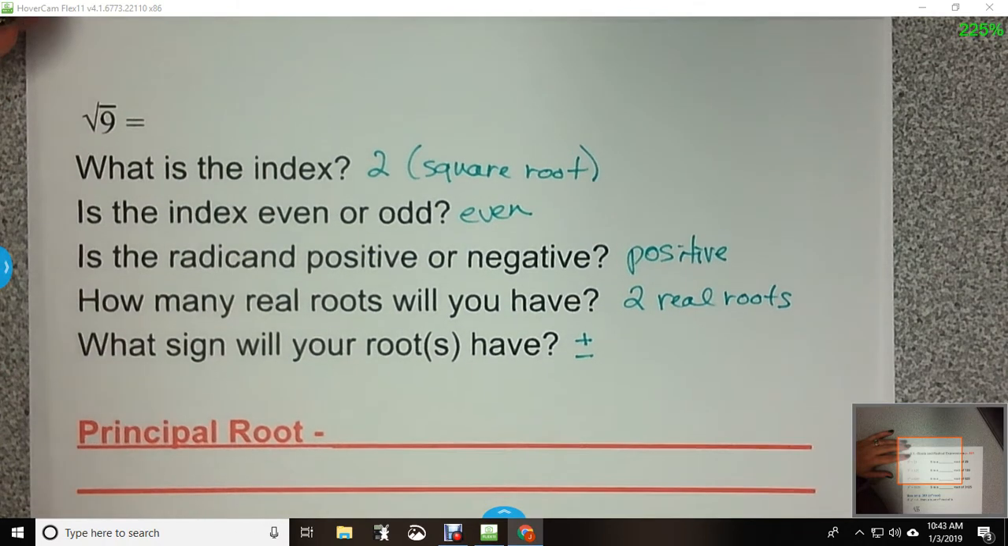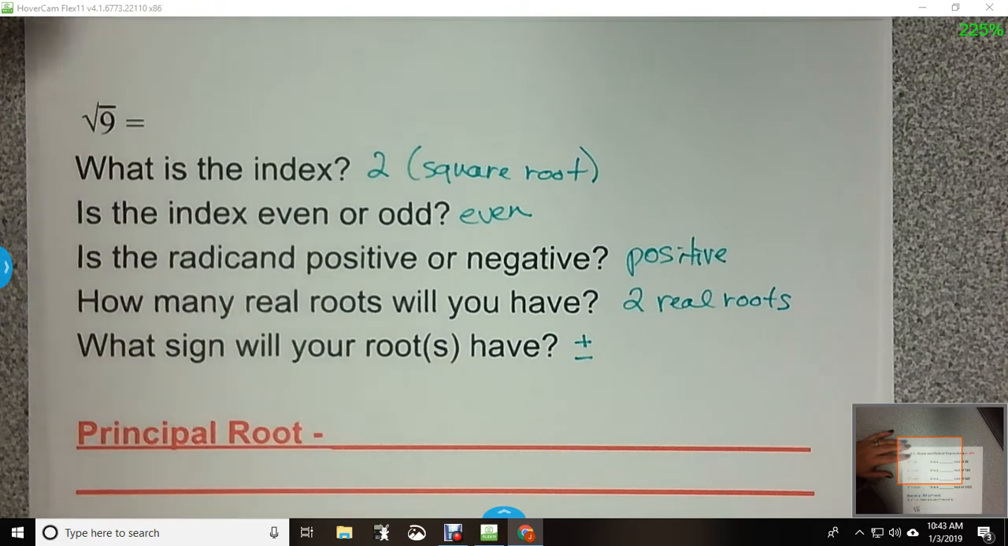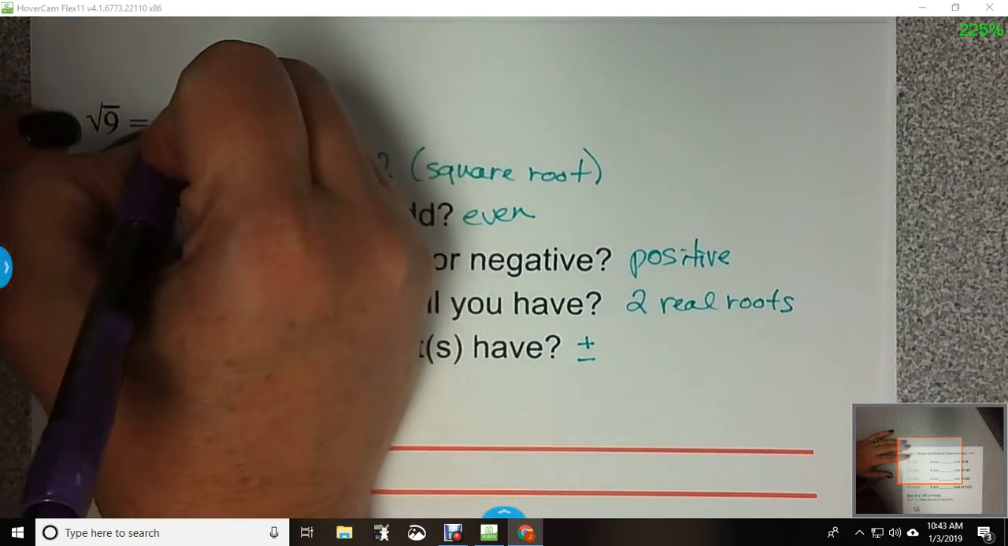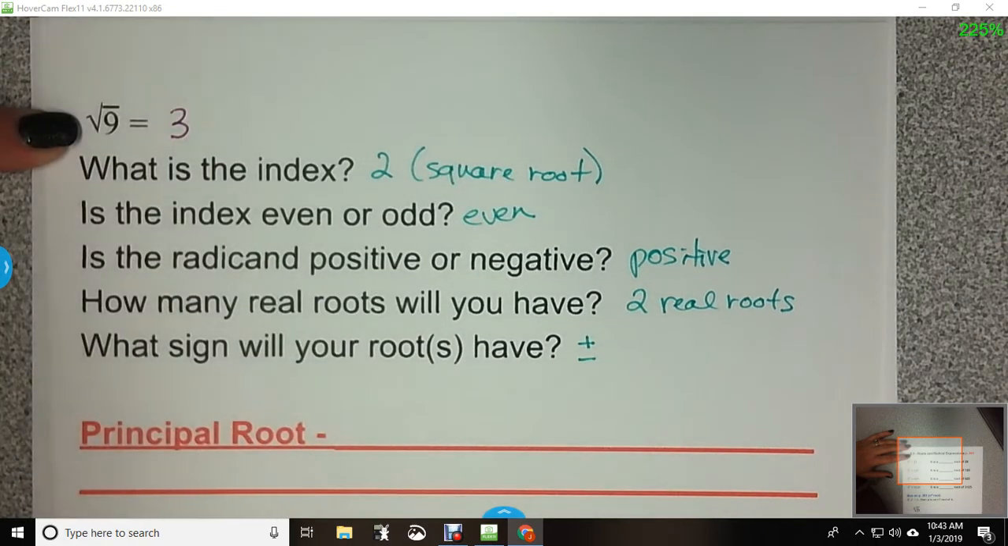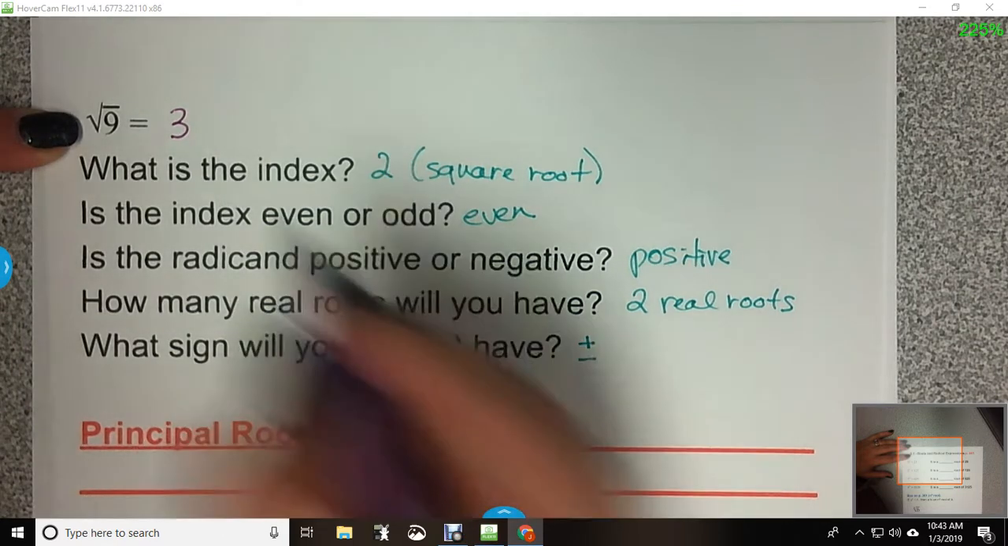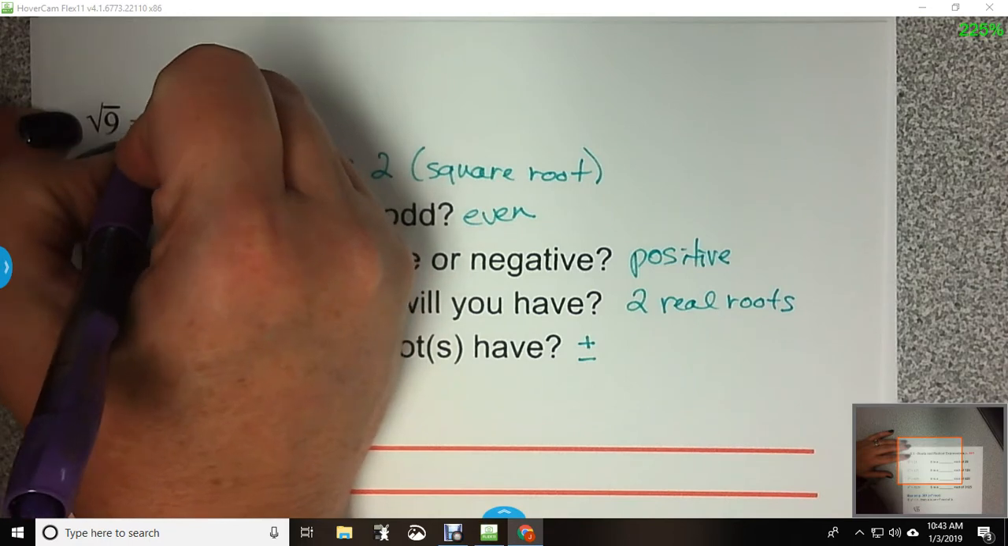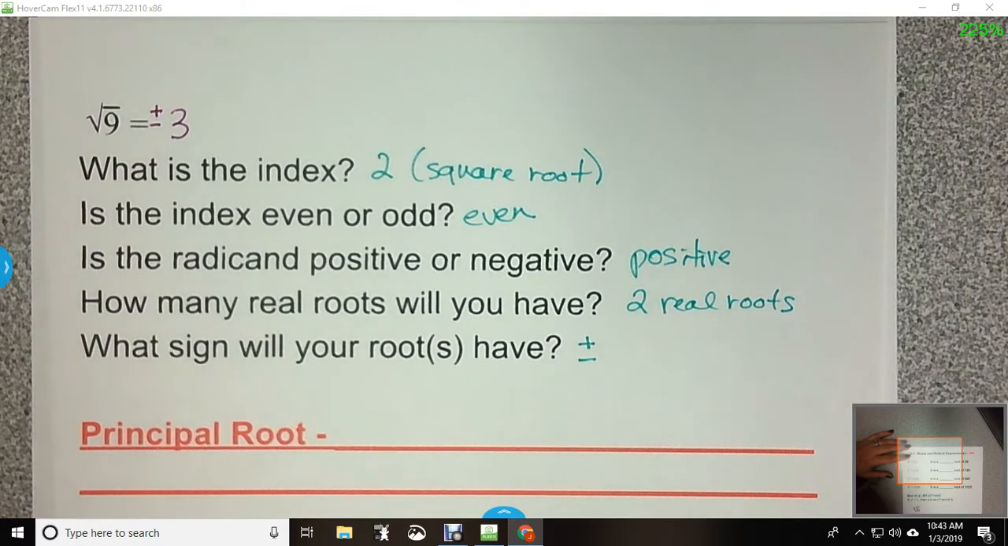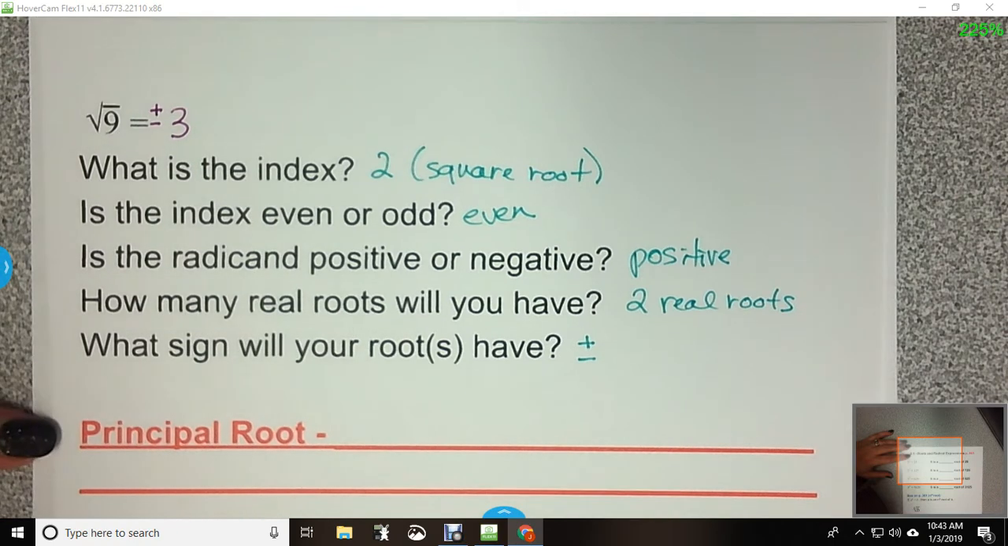So now, we know that the square root of 9 is 3. If you type it in on your calculator, that's what it gives you. But now, we are supposed to have 2 real roots, plus or minus. So technically, the square root of 9 is positive 3 and negative 3. So why does your calculator only give you the positive 3? That's because it is the principal root.